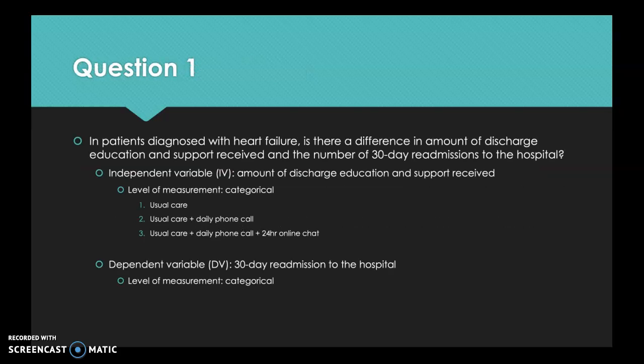So for the first question, in patients diagnosed with heart failure, is there a difference in the amount of discharge, education, and support received and the number of 30-day readmissions to the hospital? The independent variable is the amount of discharge, education, and support received. The level of measurement is categorical with 3 levels, including usual care, usual care plus a daily phone call, and usual care plus a daily phone call plus a 24-hour online chat. The dependent variable is the number of 30-day readmissions into the hospital, which is also at the categorical level.